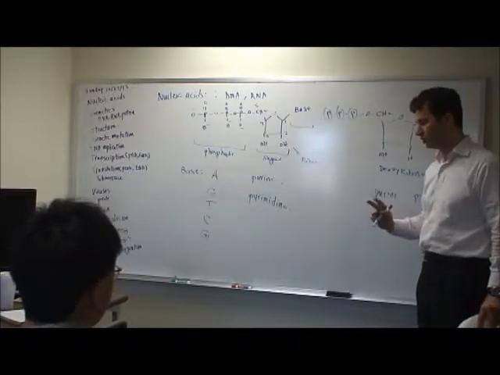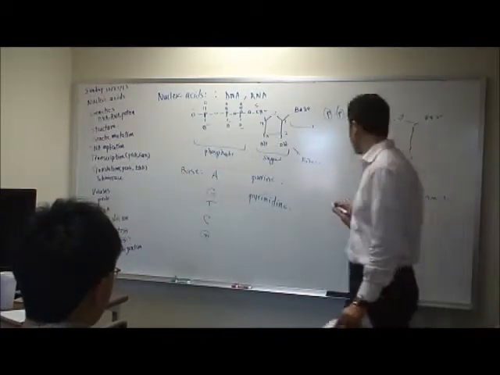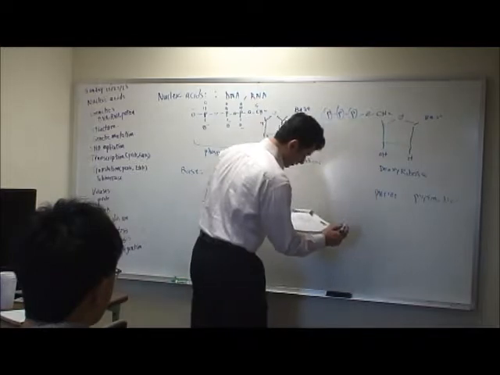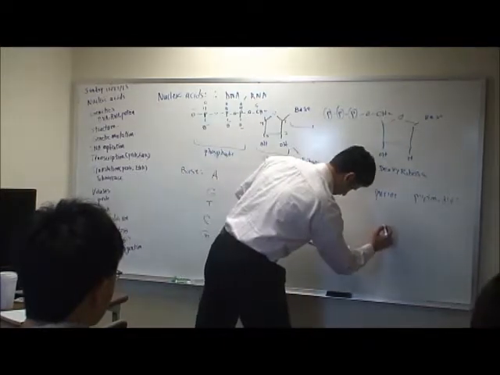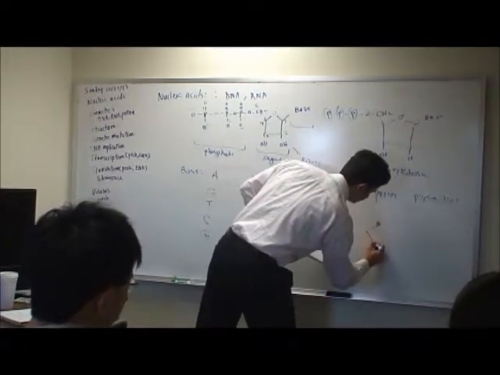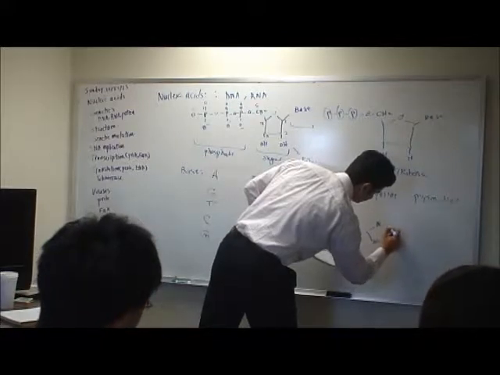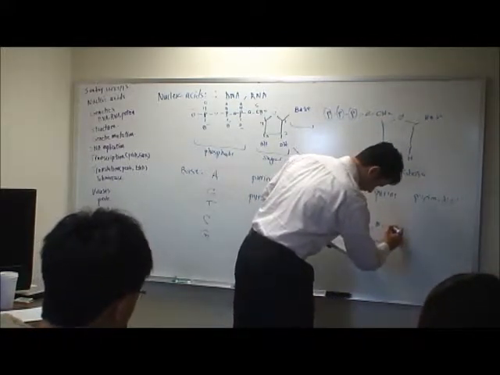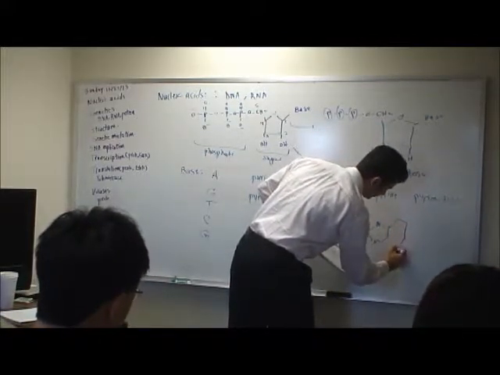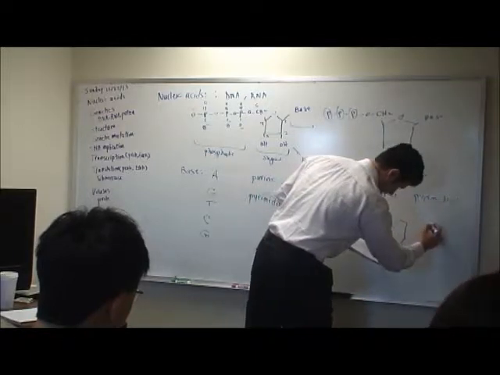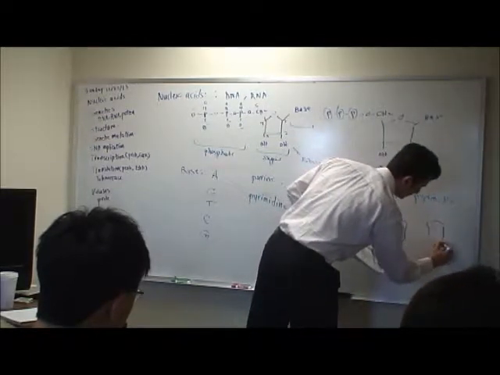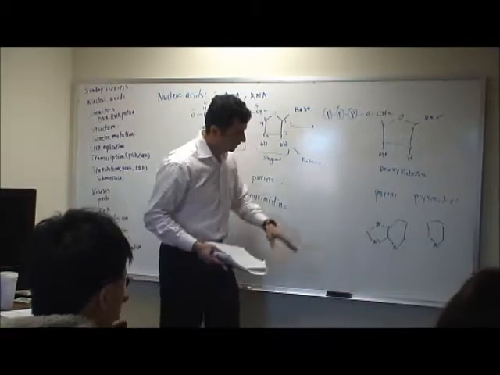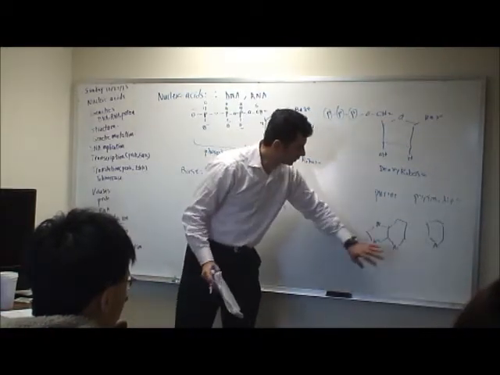Are they two rings or one ring? So the nitrogen base looks like this. One of them is here. This is one kind, and this is another kind. So they call them double ring or single ring.